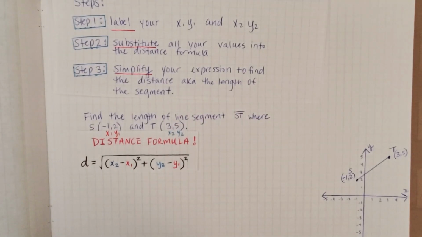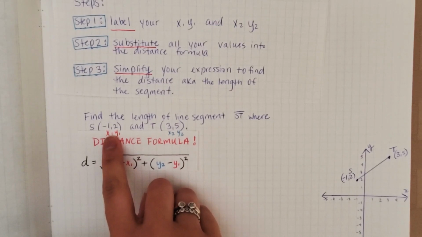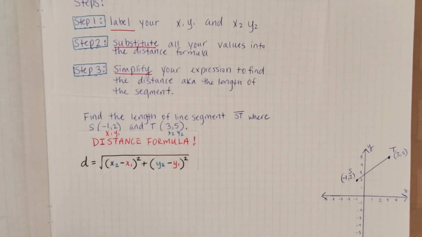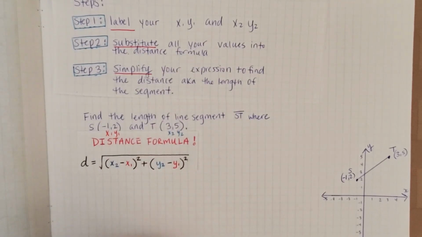How do I know which one is x1, y1, x2, y2? Well, the first one, I'm just going to label it the ones, x1, y1. And the second point is going to be my twos, my x2, my y2. All right, so we've seen something similar when using the midpoint formula. All right, so now let's go ahead and apply the distance formula. Let's substitute all of our values into the distance formula.